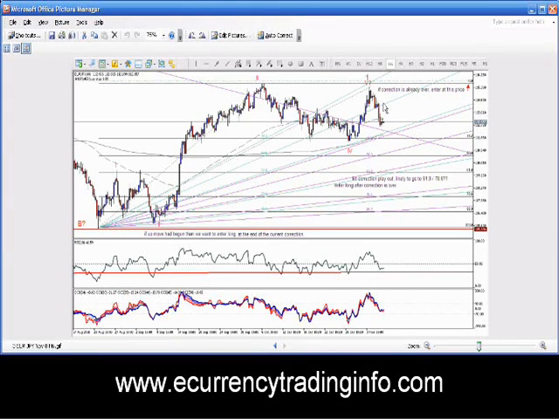are made of 3 waves, unless it's a long correction. Okay, so another thing to notice is that wave number 5 is truncated. This is a truncated 5. It never exceeded the high of 3.